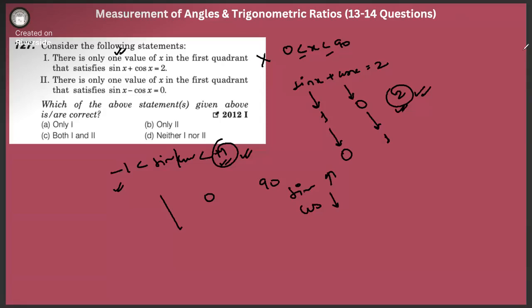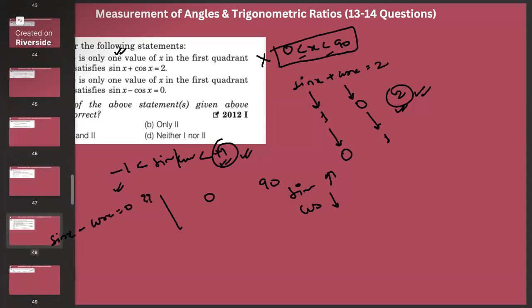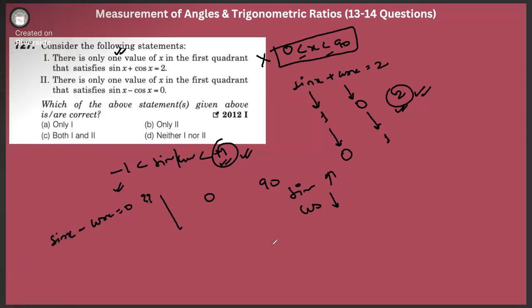Nandika, what do you think? Do we have a value in the first quadrant, 0 to 90, which satisfies this particular equation: sine x minus cos x is equal to 0? Is it possible? Yes, sir. Absolutely, sir. Possible.